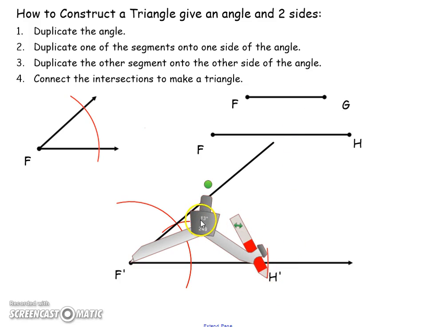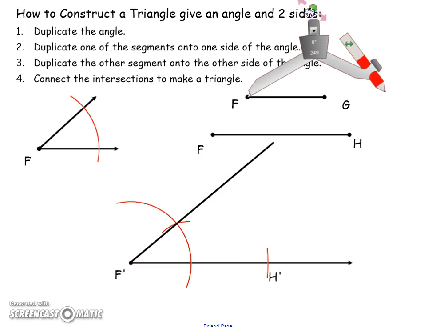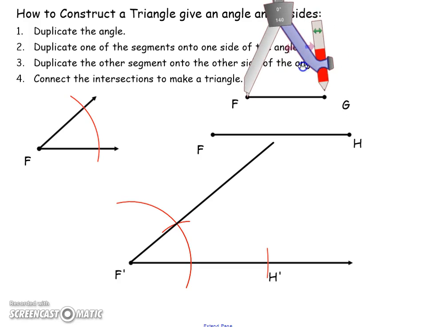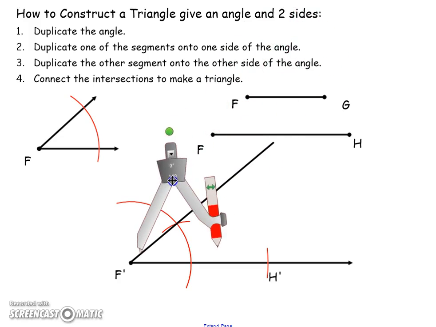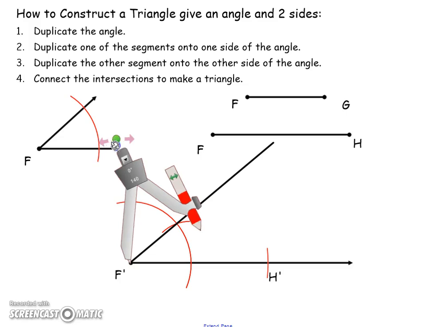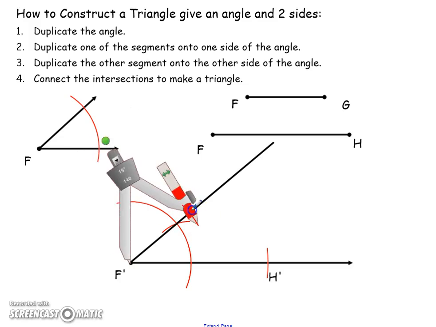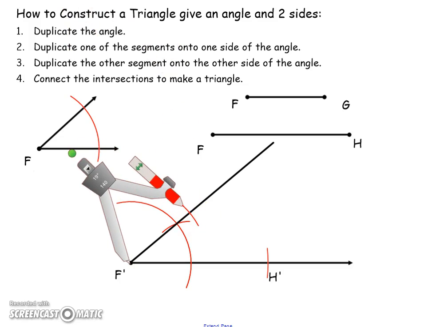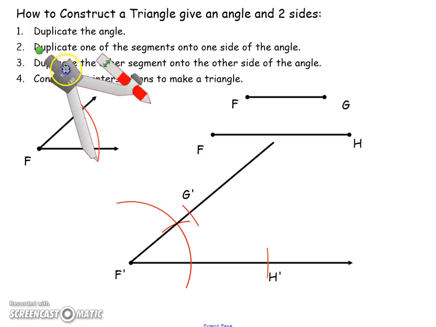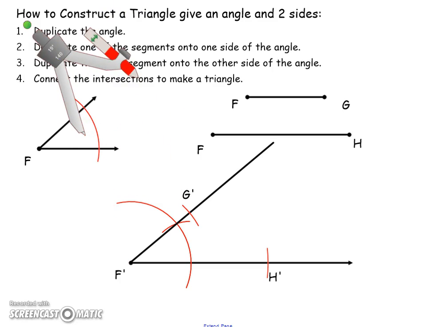And then I'm going to go up to my FG segment, measure from F to G, start on F again, but this time I'll do the side length, and that would be point G prime. And then I'll take my straight edge and connect G prime to H prime. And I have a triangle.